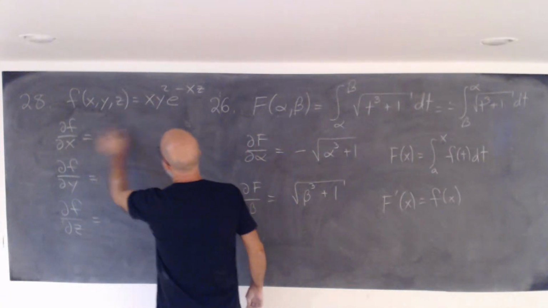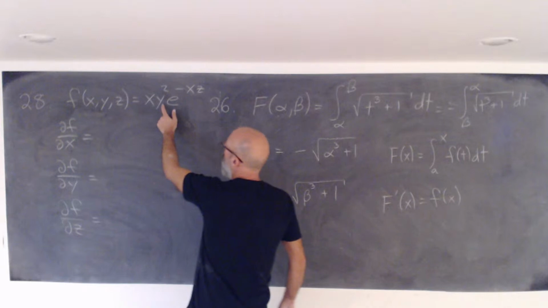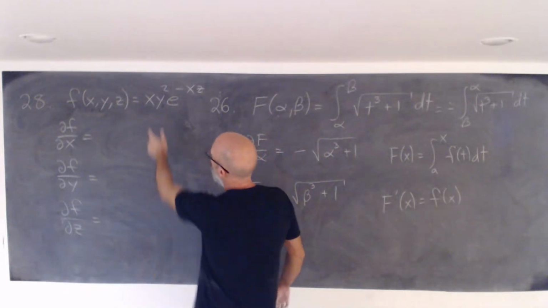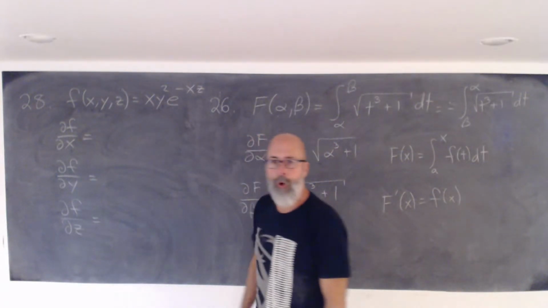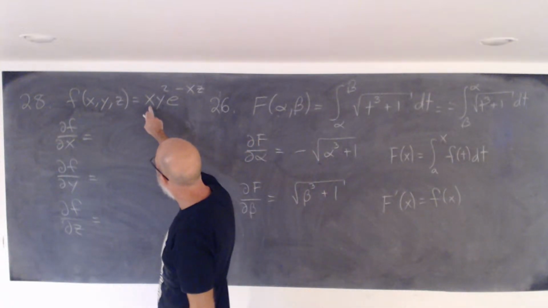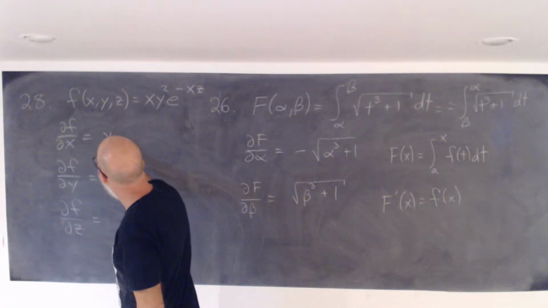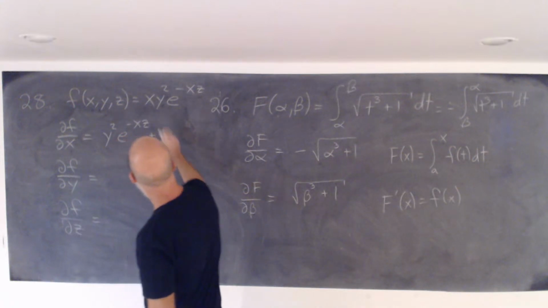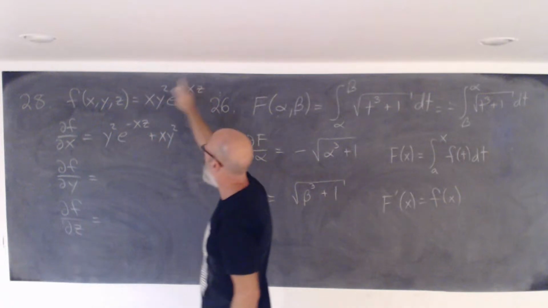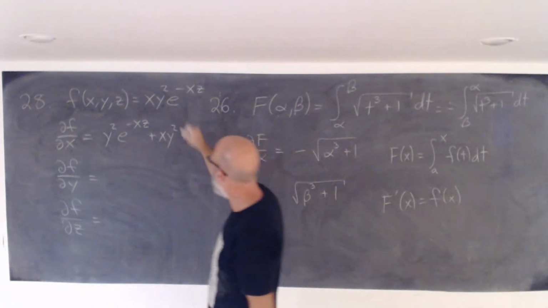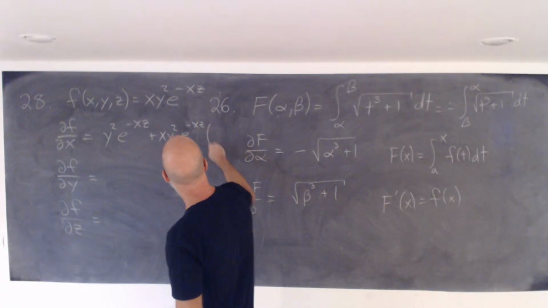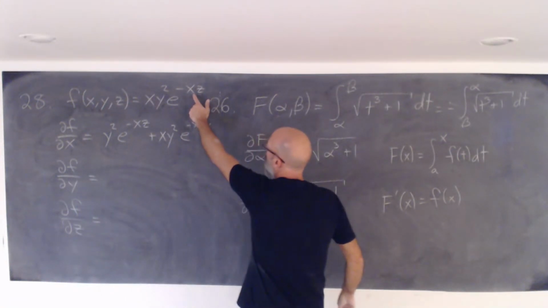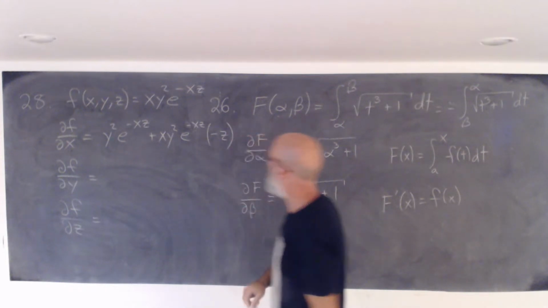Here, when you're differentiating with respect to x, you're going to treat y and z as constants. So you have this times that. You've got a product, so product rule applies. Derivative of x y squared is just y squared. Plus, you leave the x y squared fixed, and you differentiate the exponential. The derivative of the exponential is the exponential, times the derivative of the inside with respect to x. Z is treated as constant, the derivative of x is 1, so you get negative z.